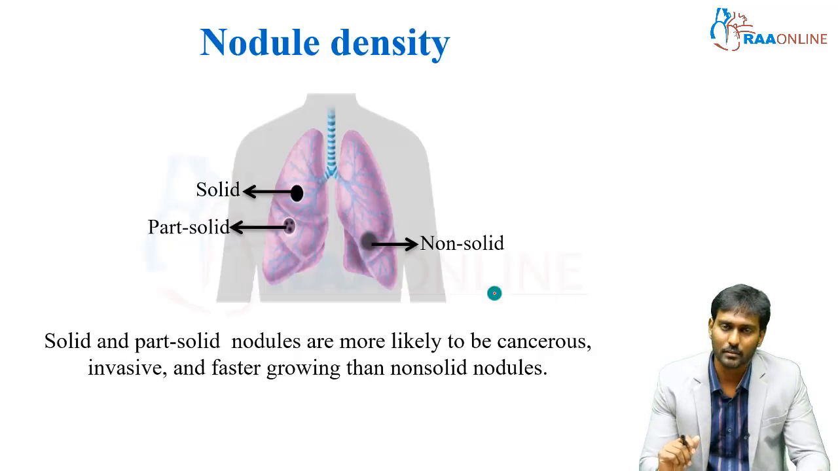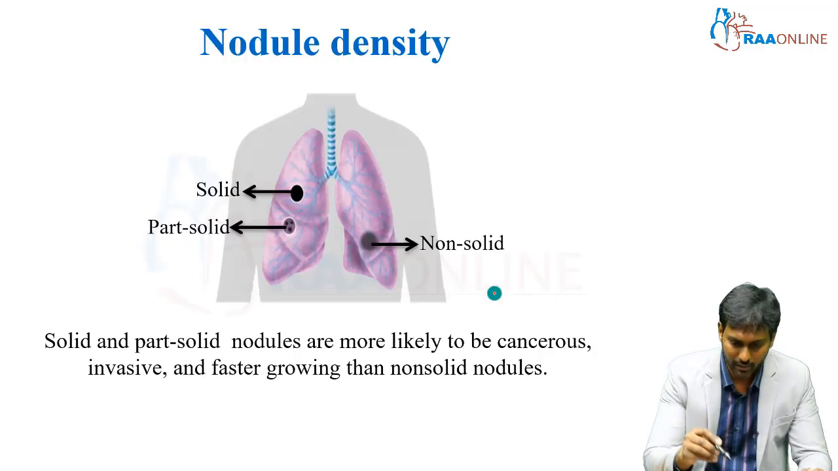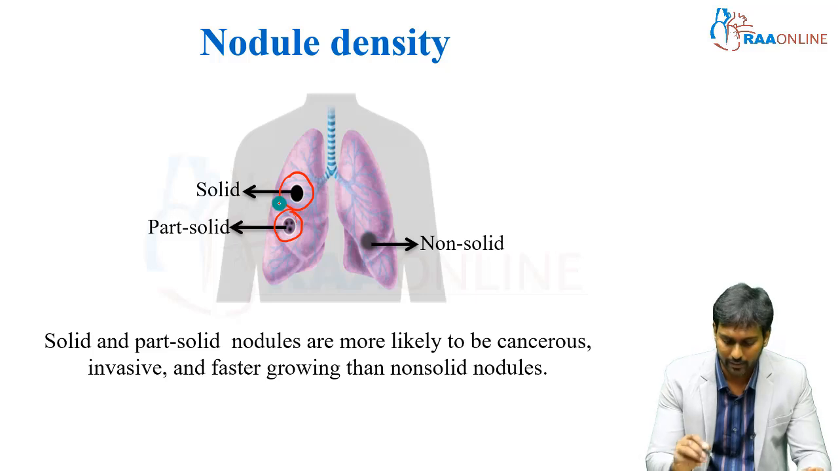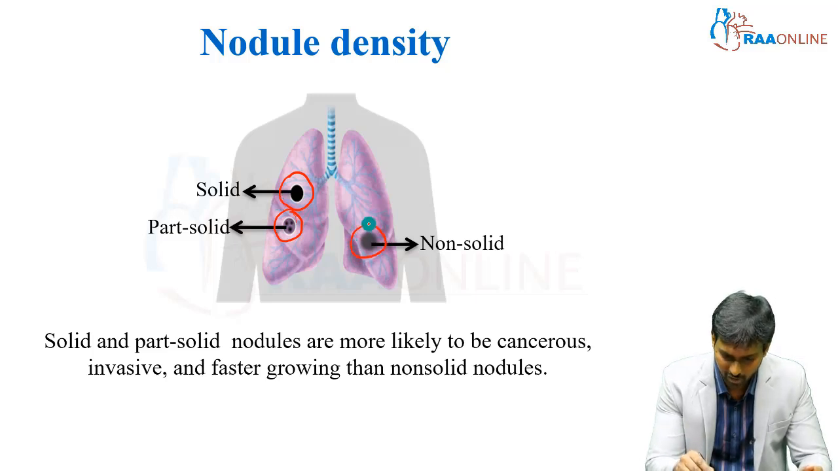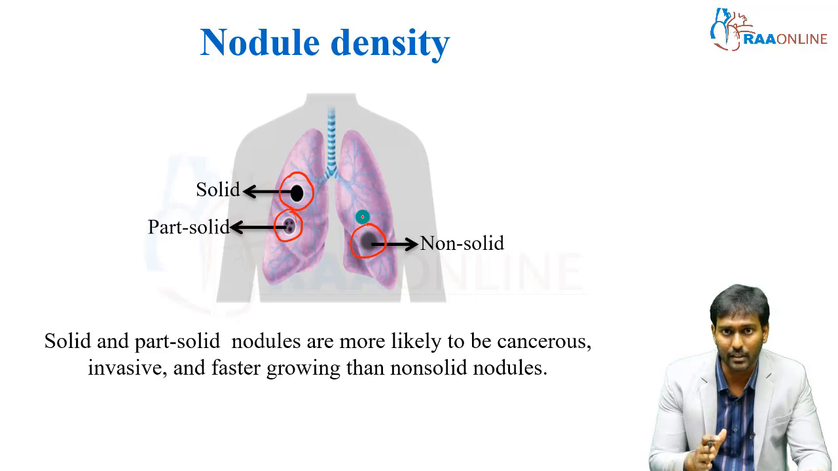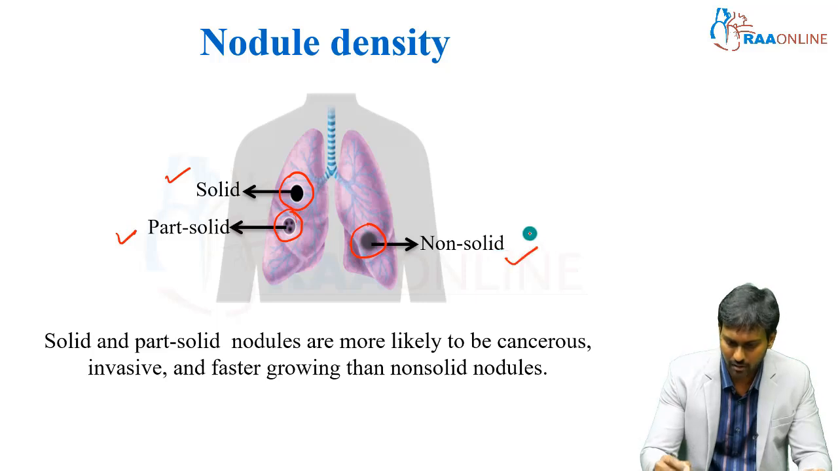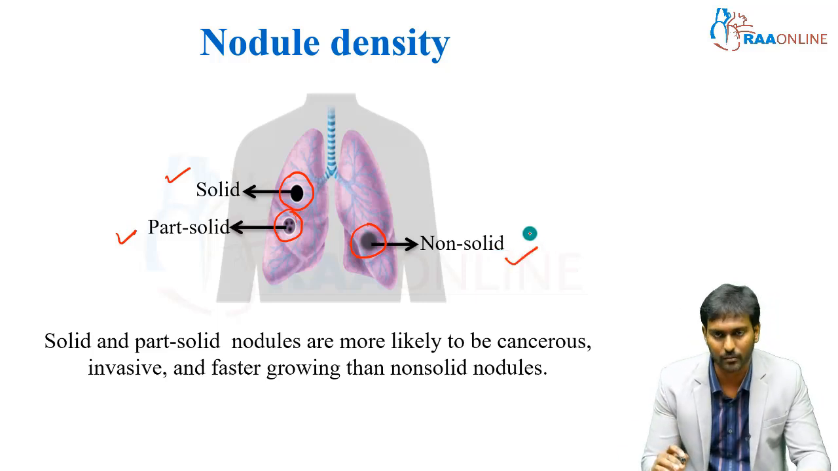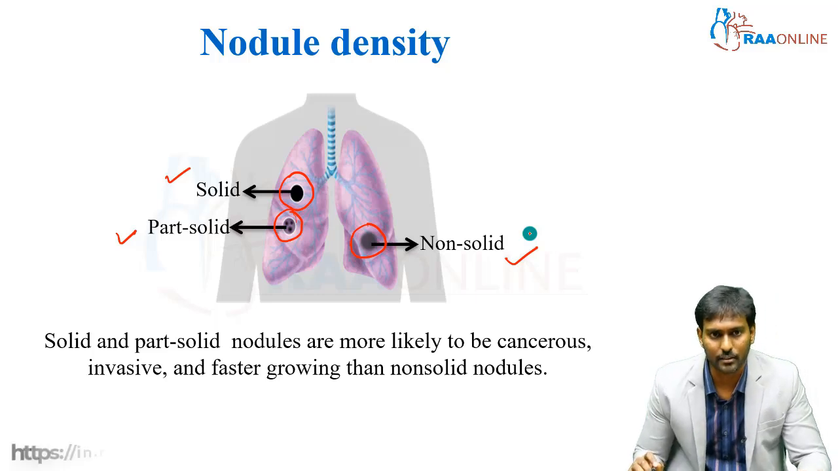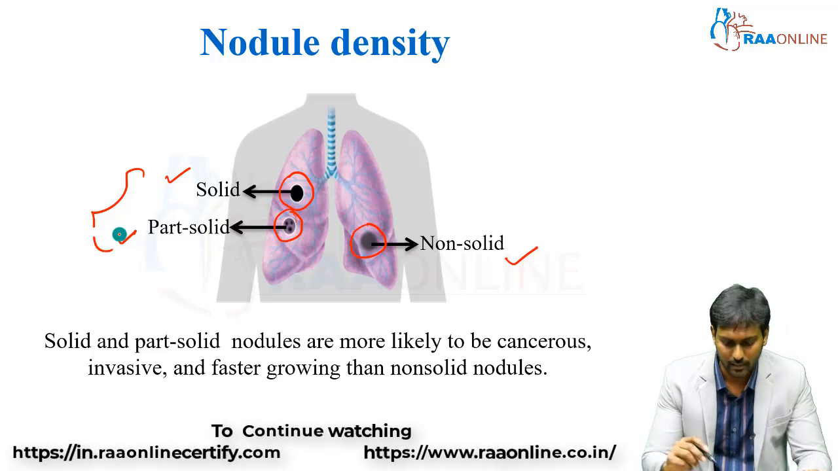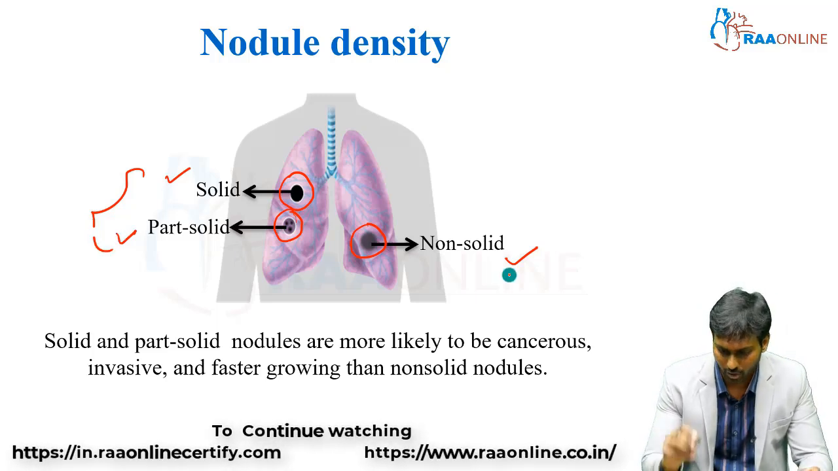Why and how it is classified is based on the density. You can see the diagrammatic picture where you can see completely dense opacity, whereas here you can see a partly dense and a partly radiopaque, and here you can see it is fully radiopaque. So based on the density, you divide the solitary pulmonary nodule into solid, partly solid and non-solid, or you can also call it complete ground glass opacities. The most important thing is solid and partly solid nodules are more likely to be cancerous, and faster growing compared to the non-solid nodules.